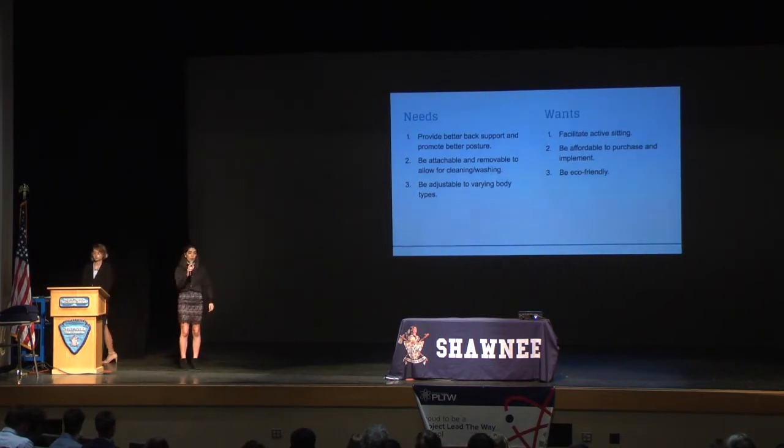And some of our wants. Our first want is to facilitate active sitting. Active sitting is the body's natural need for movement and allows people to stay more engaged and focused. Our second want was for it to be affordable to purchase and implement, so schools can implement the cushion on a wide scale and in their limited budget. Our third want was for it to be eco-friendly, because most cushions are made of materials that are harmful to the environment, and we want our product to help the environment and be sustainable.